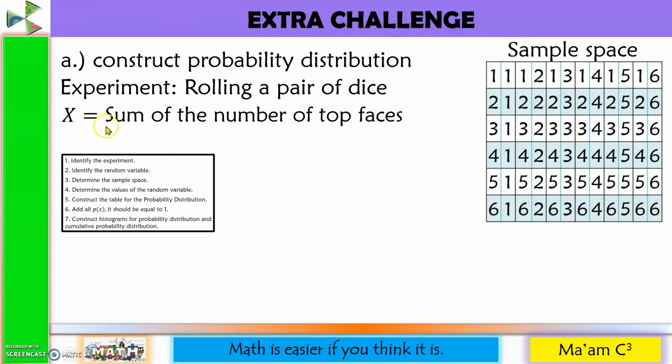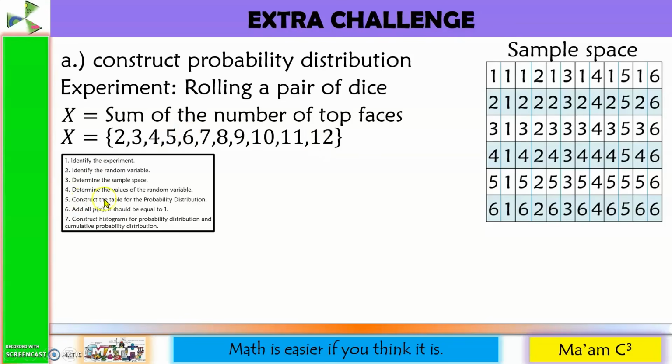But our random variable is the sum of the number on the top faces. So we are going to get the sum of each possible outcome. Starting from here, 1 plus 1 is 2. Here, 1 plus 2 is 3. Here, 2 plus 1, also 3. Then 1, 3 is 4. 1, 4 is 5. 1, 5 is 6. 1, 6 is 7, 8, 9, 10, 11. And the greatest possible sum is 12. That is when both dice show 6 on top faces. So again, our random variable values are 2 to 12.